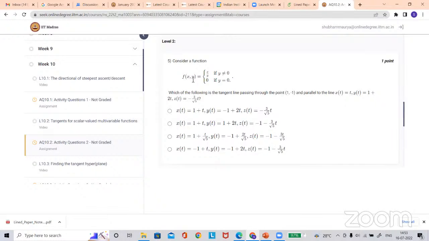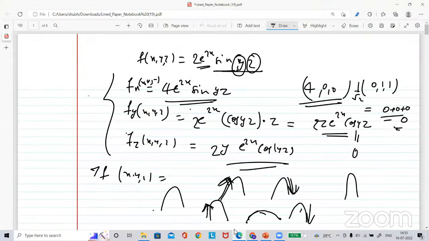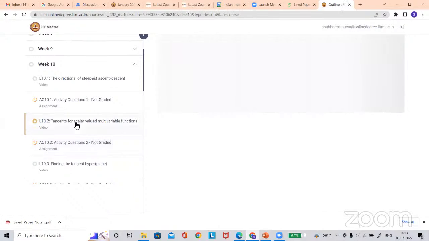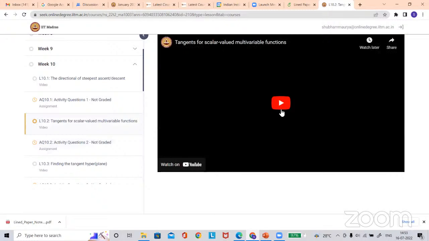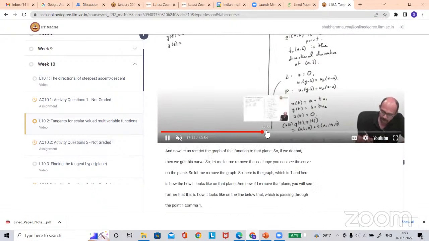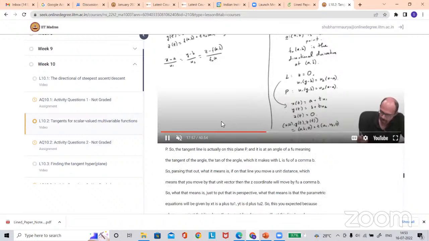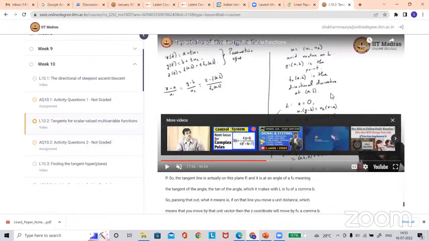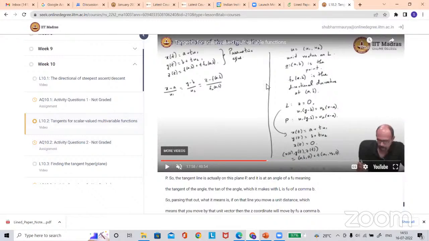Parallel to this line. Okay, let me show you in the lecture itself. Maybe you will relate and give the answer yourself. Here, this one. This is the parametric equation.